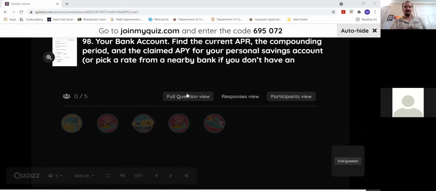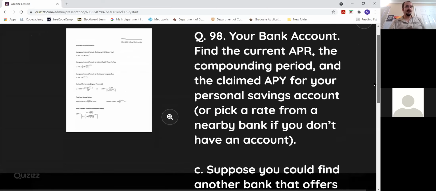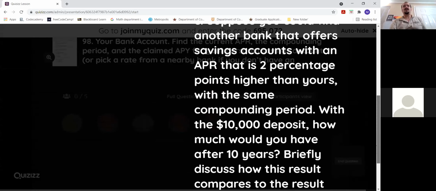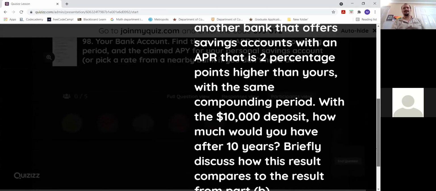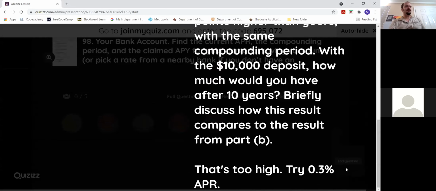Okay, so it definitely seems like they're being a little bit deceptive with that 1% APY dangling out there. Suppose you could find another bank account that offers savings accounts with an APR that is 2 percentage points higher than yours. Same compounding period, same everything else. Briefly, don't do 2 whole percentage points. I feel like doing 0.3% would be better. And so I want to try doing it with 0.3%. So instead of doing 0.1%, how does this come out if we do 0.3%?